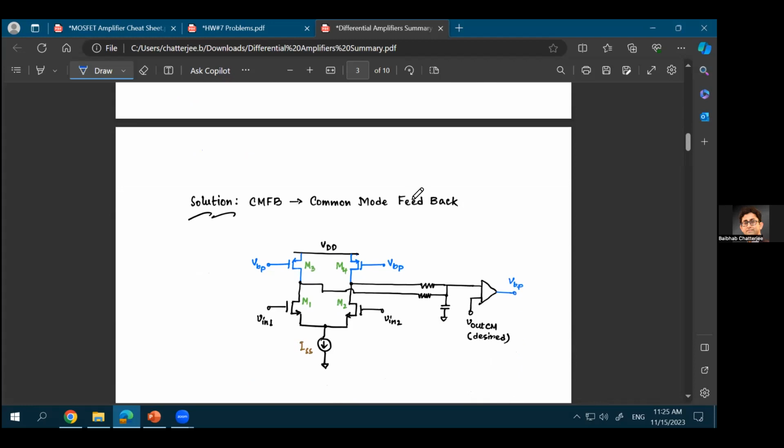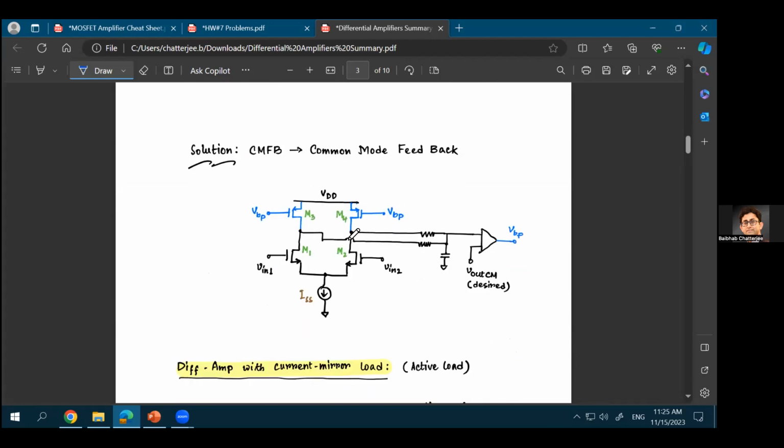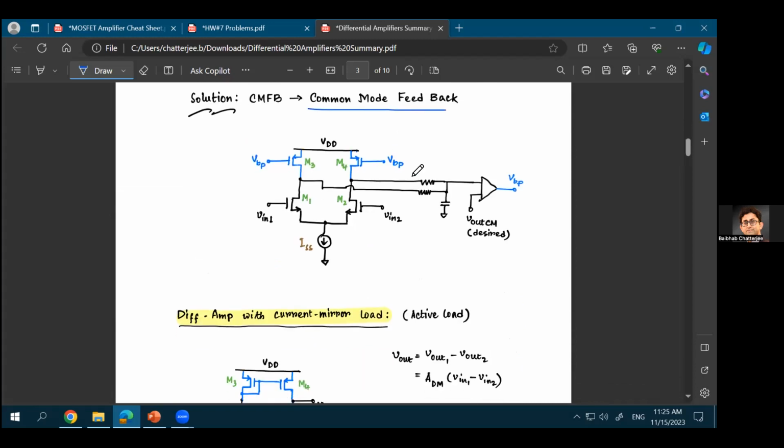And this is one way to do the common mode feedback. That's the solution. I'll not go into details of how common mode feedback works. What you're doing in this case is that you basically take the DC bias points at the output terminal, right? So these are DC bias points at the output terminals.